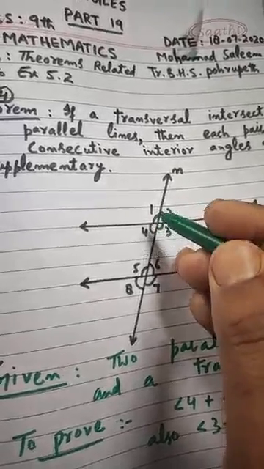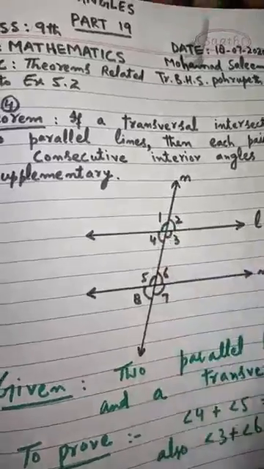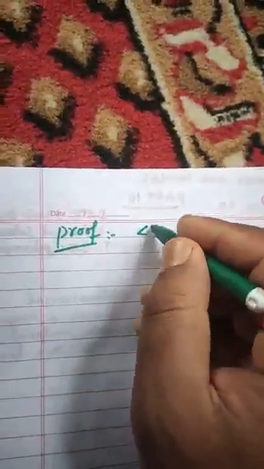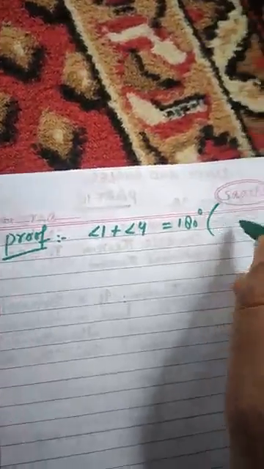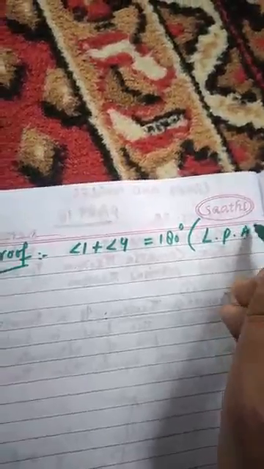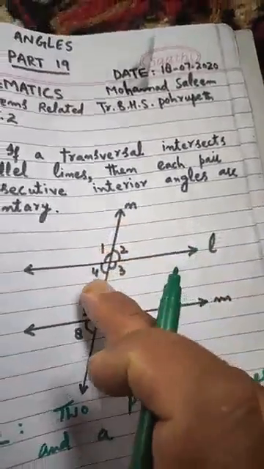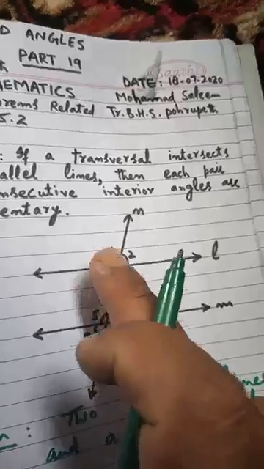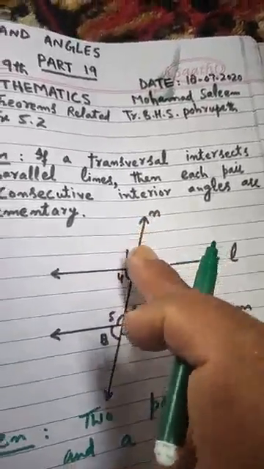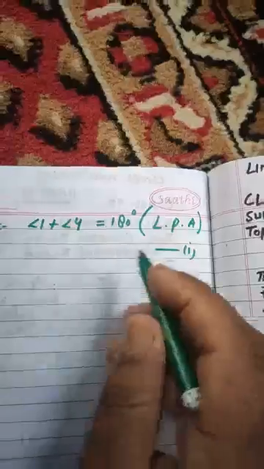Yes, angle 4 has a relation with angle 1 because these form a linear pair. So we can write angle 1 plus angle 4 is equal to 180 degrees because of the linear pair axiom. This will be our first equation. Angle 1 plus angle 4, their sum is 180 degrees because two angles formed on this line always sum to 180 degrees.